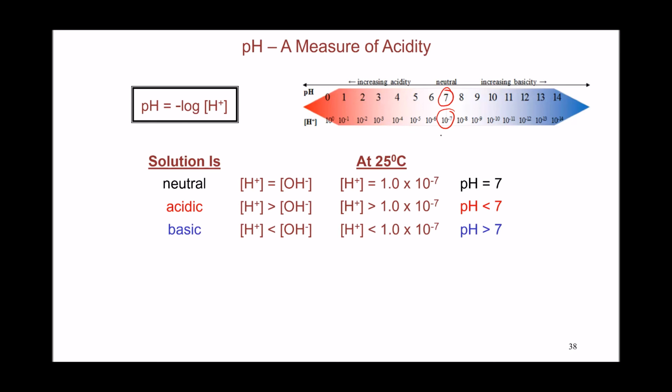And as you go to an acidic medium, you're actually having more hydrogen ion concentration in this direction, which will make the pH smaller. So the smaller the value of the pH, the more acidic the solution is. And the opposite is going to happen as you go to smaller concentrations of hydrogen in this direction in basic solutions. That is going to give you larger pH values.